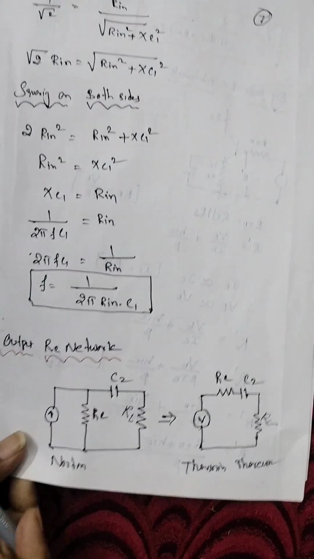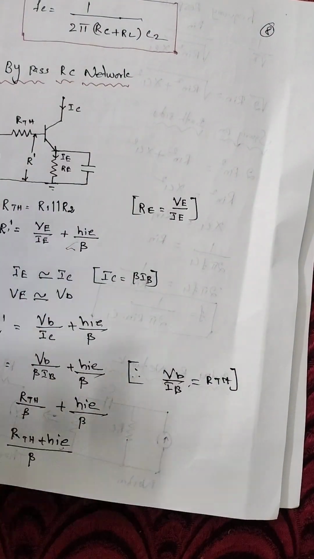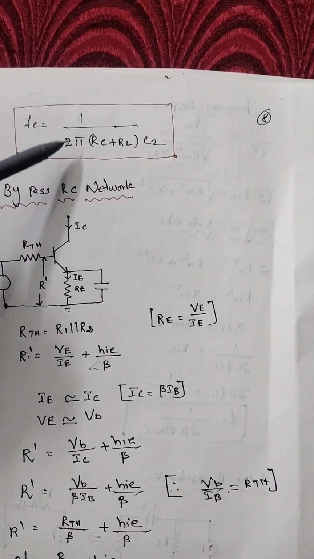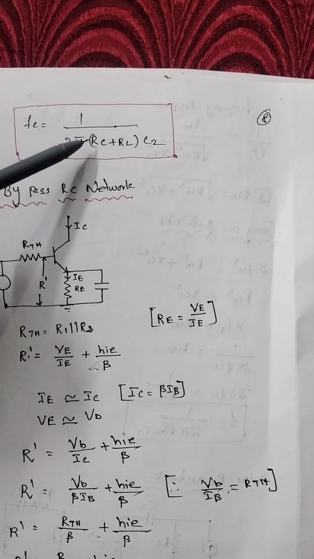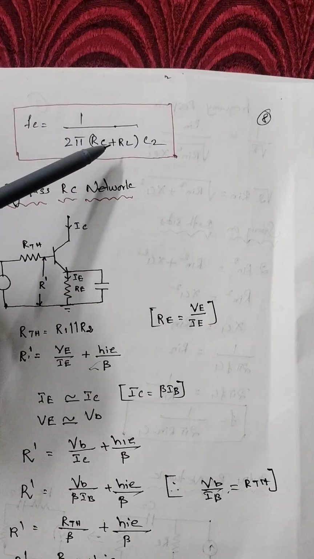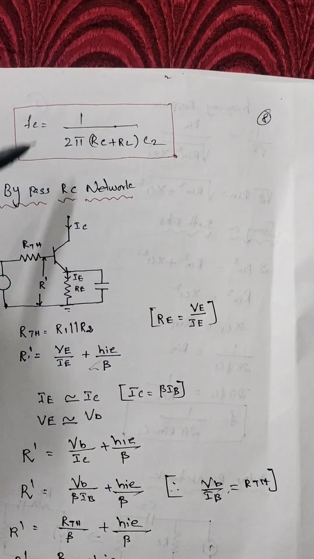See here, the frequency response is nothing but 1 by 2 pi. See if you understand: the frequency response is nothing but 1 by 2 pi RC plus RL. There, what did we do? For the input we put Rin, right? This is output, no. So RC plus RL into C2. This is the frequency of the output network of BJT.